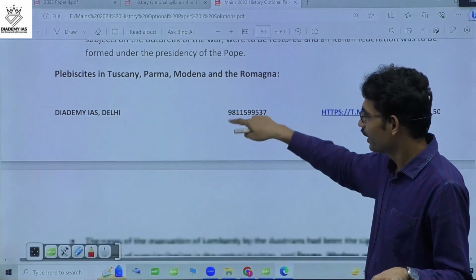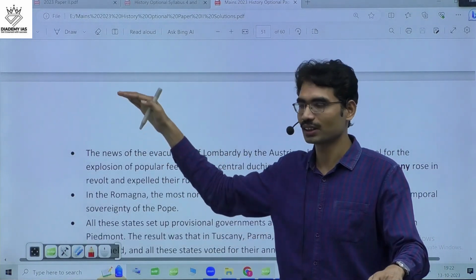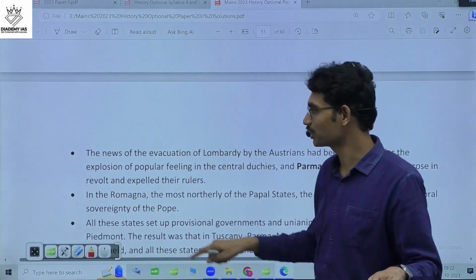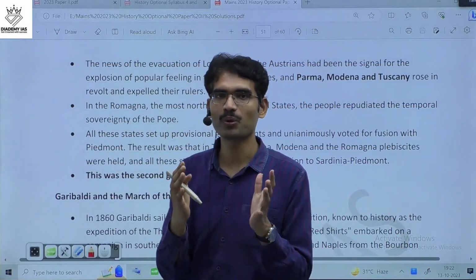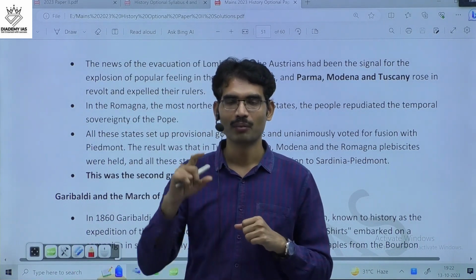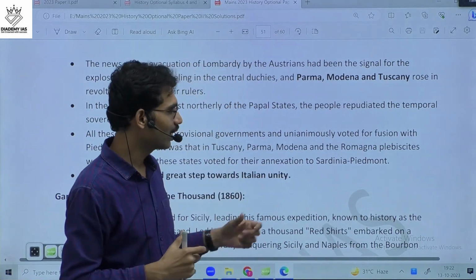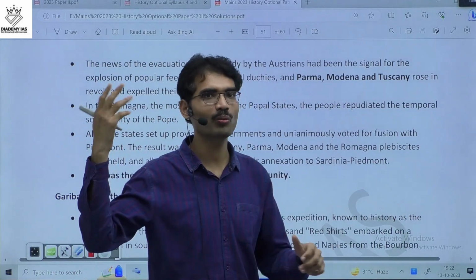Then later, when Germany and Austria fight, again during that condition, they get some territories from Austria. Finally, Rome. Rome is an important place for Catholics because the Pope will be there. But Rome is considered as the capital of Italy. They take the inspiration from Roman Empire.